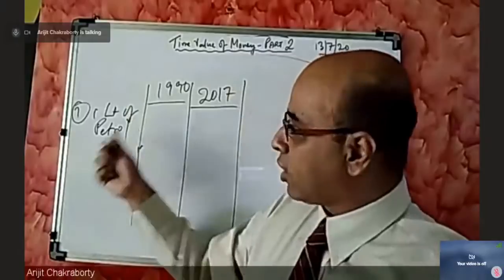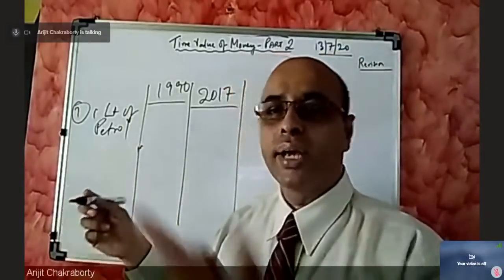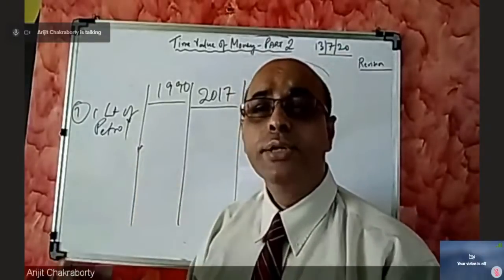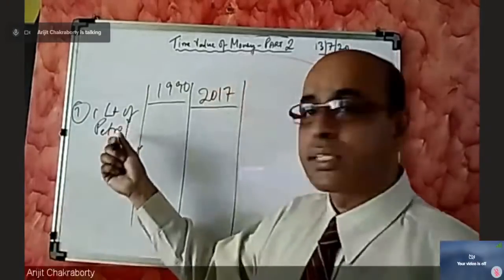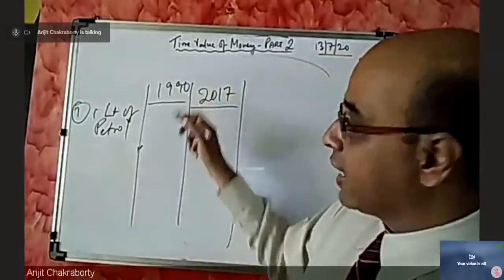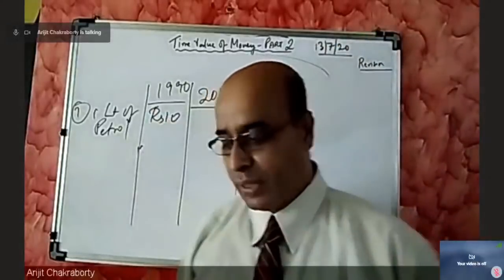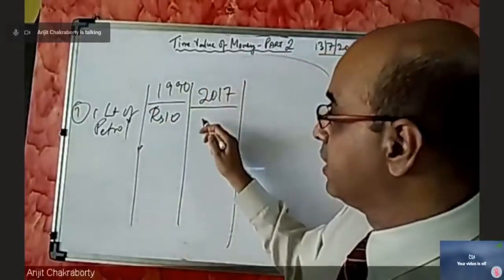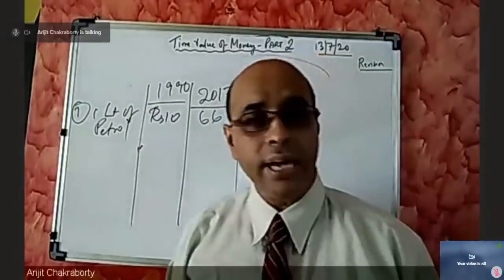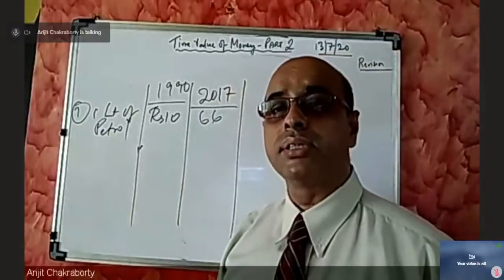So if the cost of petrol goes up, you have to pay more for getting the same quantity of petrol, or if you go to the market to buy something, you have to shell out more. So petrol is a commodity which we use every day. Now in 1990, the petrol price was approximately rupees 10 per liter, and in 2017, it became somewhere around 66 rupees.